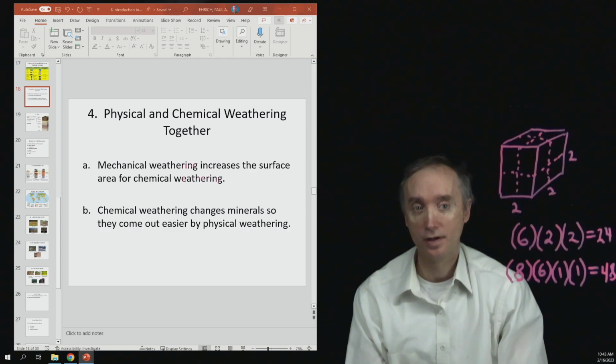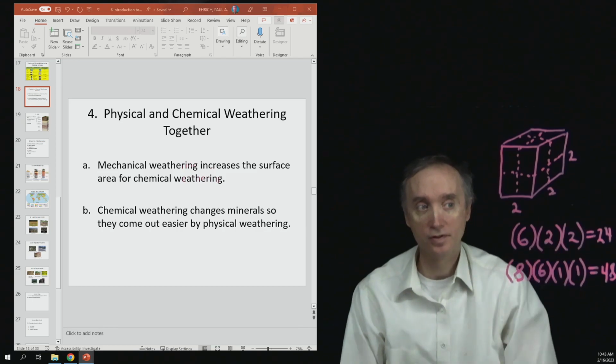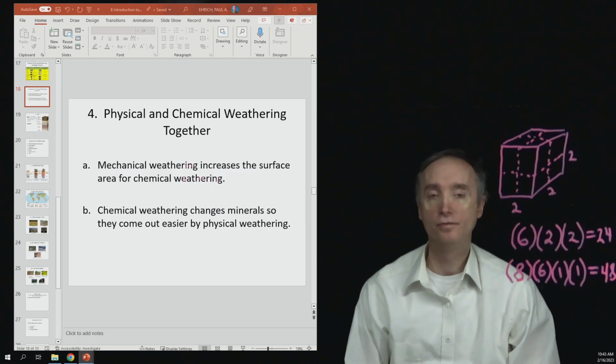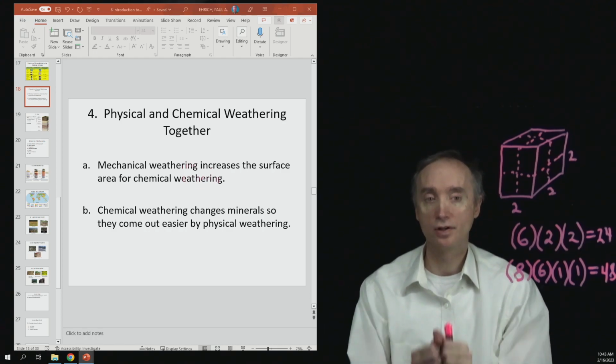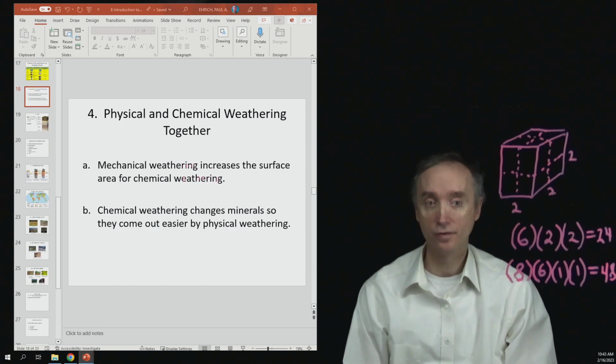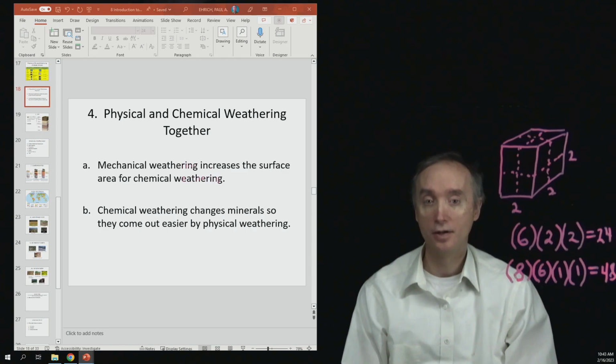So what do you notice? That when you broke it apart into smaller pieces, the surface area increased. So this shows that mechanical weathering, which is going to break apart the rock into smaller pieces, will increase the surface area of those pieces, and then more surface area means that there's more area for chemical reactions to occur on. So that mechanical weathering will increase the rate of chemical weathering on a rock.